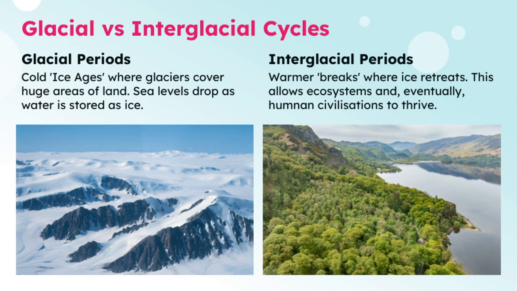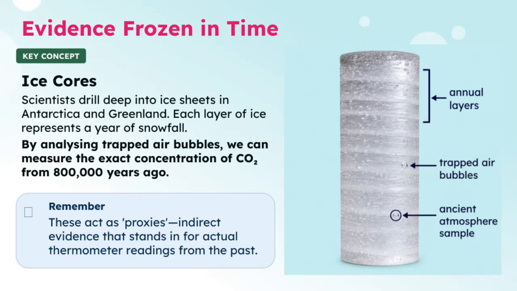These cycles show that natural climate change happens, but they also give scientists a baseline to compare modern warming against. One of the most important pieces of evidence for past climate change comes from ice cores. Scientists drill deep into ice sheets in places such as Antarctica and Greenland. Each layer of ice represents snowfall from the past. In some ways, it is like reading the pages of a history book, except the pages are layers of ice.